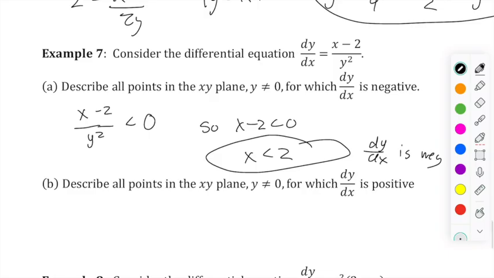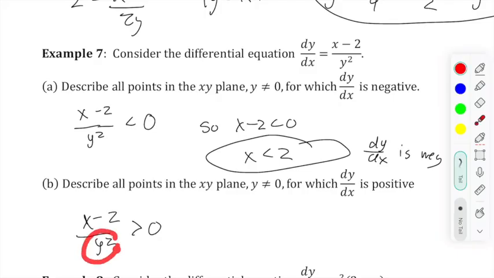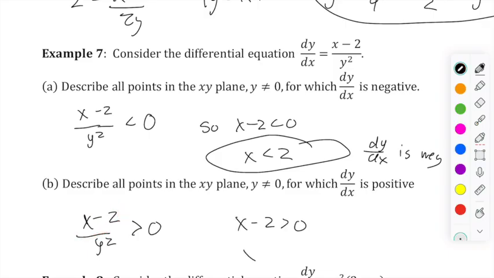Okay, now positive. Same question, just the opposite way. So we know that this will always be positive. So it depends on if the numerator is positive or negative. So every point where x is greater than 2 is going to be positive.